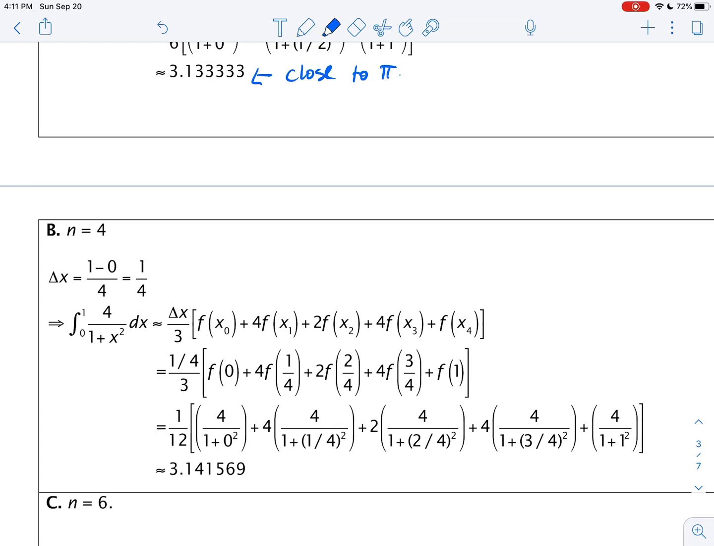And again, we do it for n equal to 4, so it's a bit of a process, but note that we do begin with a singular f of x sub 0, and we alternate 4, 2, 4, and we end with f of x sub 4. And that should be our f of b, just to be clear. And this one should be f of a, right? And again, look at that, 3.141569, that's super close to pi.